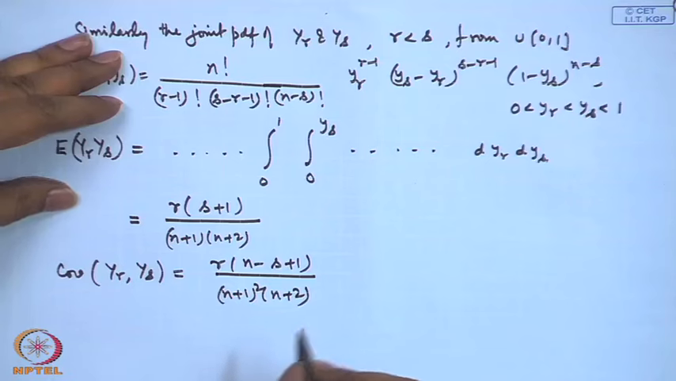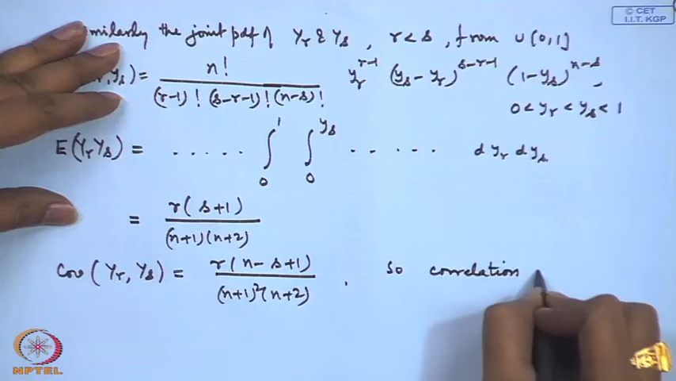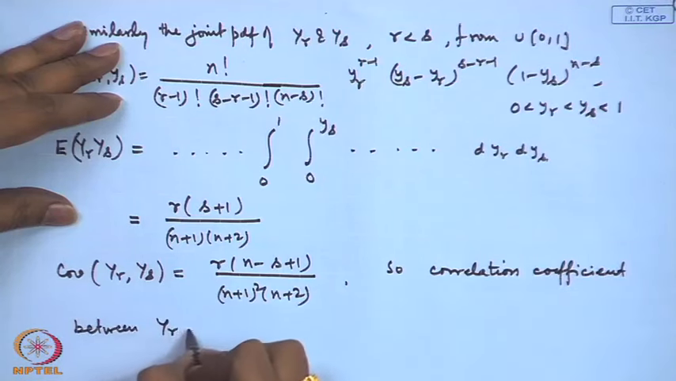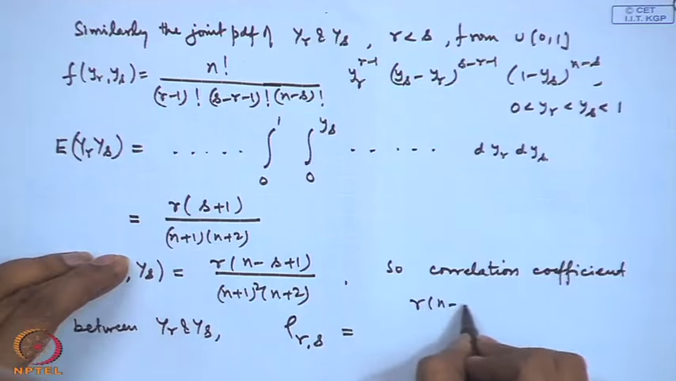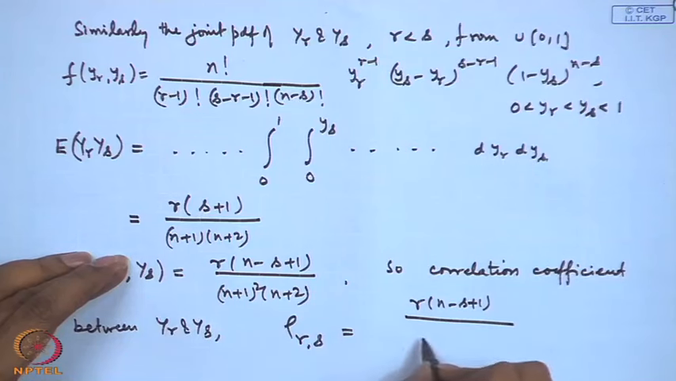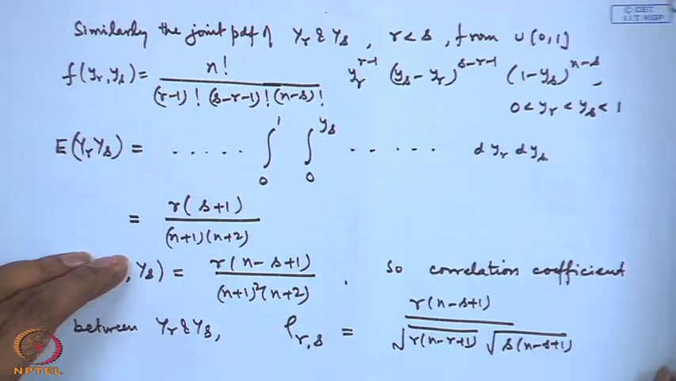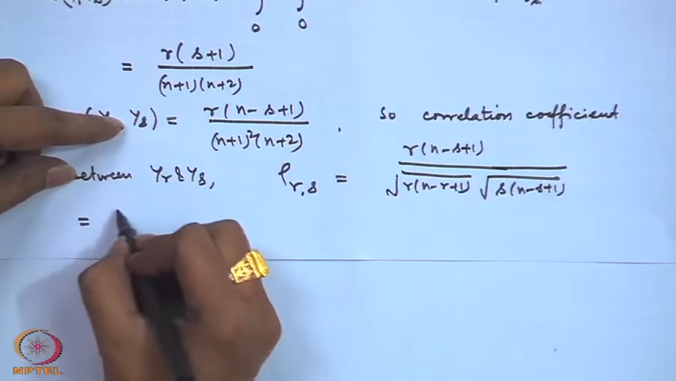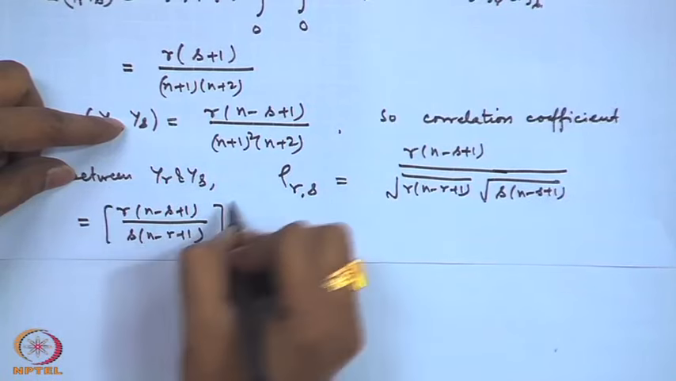Now we can write down the formula for the correlation coefficient between y r and y s. Let me call it rho r s. That will be equal to r into n minus s plus 1 divided by square root of r into n minus r plus 1 times square root of s into n minus s plus 1. This can be simplified as r into n minus s plus 1 divided by s into n minus r plus 1, whole to the power half.